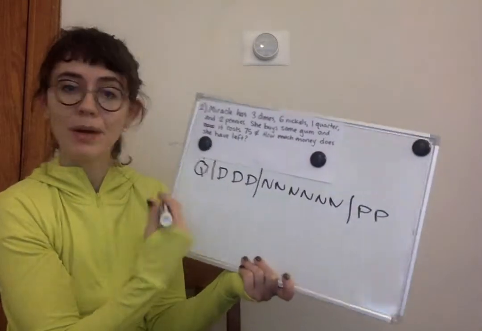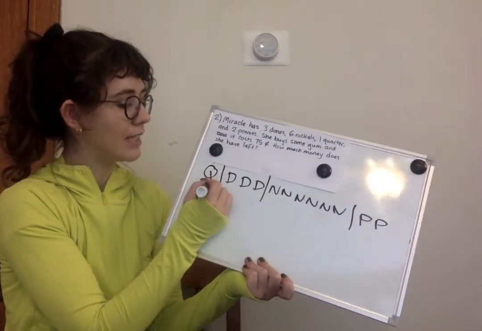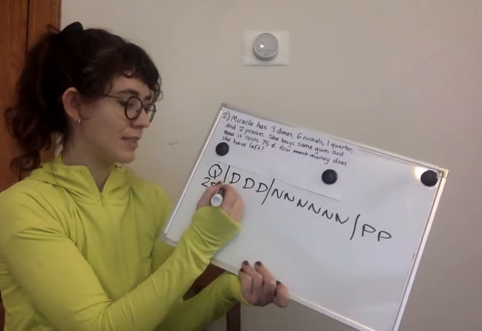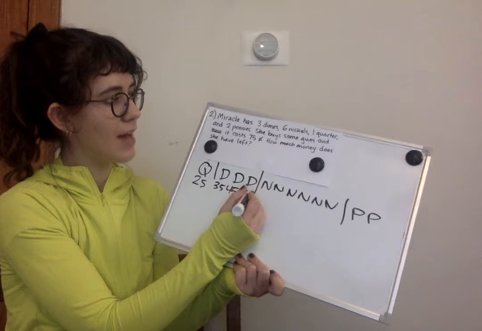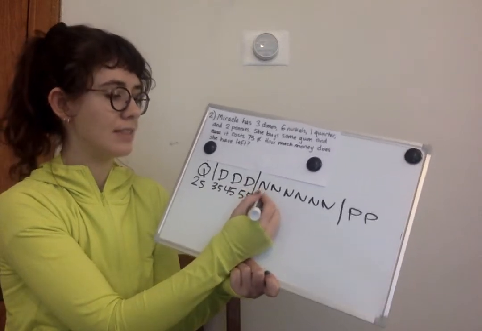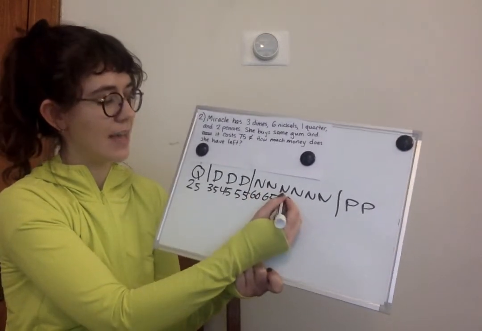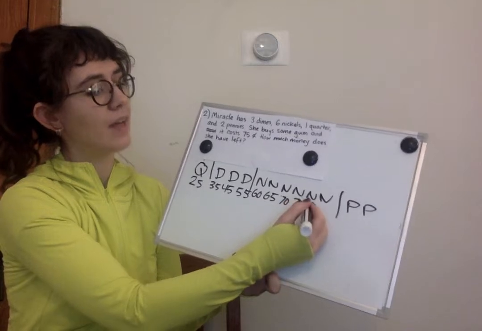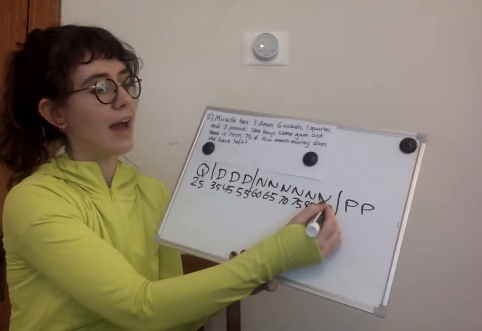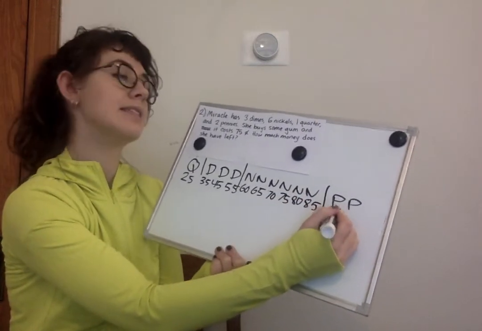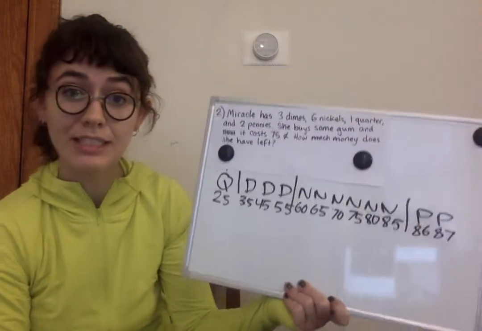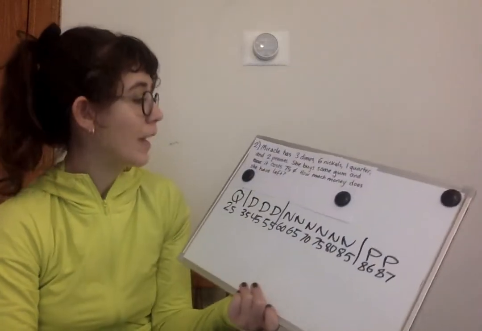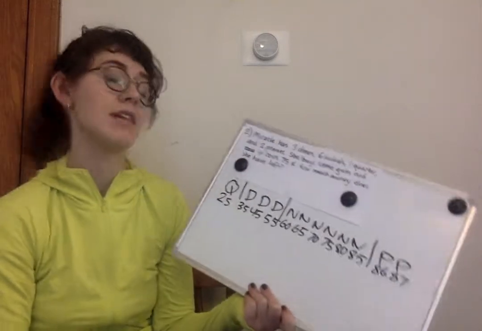All right. I'm going to start my skip counting now. She's got 25 cents, and then skip counting by 10 cents. 35, 45, 55, and then 60, 65, 70, 75, 80, 85, then 86, 87. So she starts off with 87 cents. Then she buys some gum that costs 75 cents.